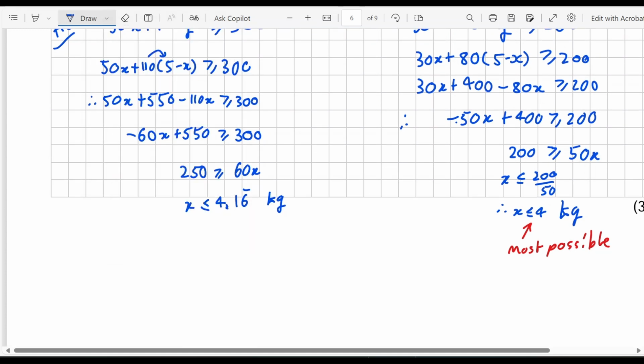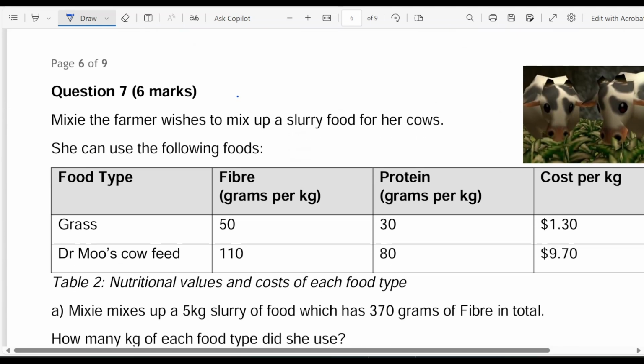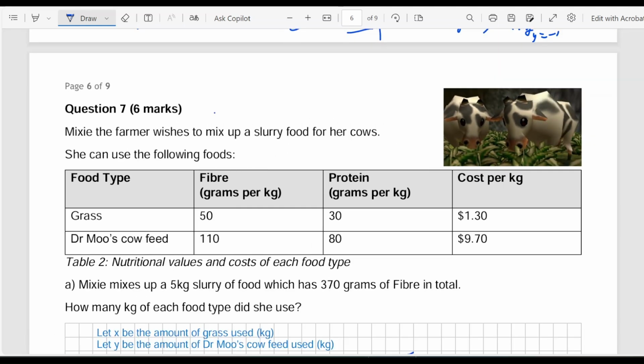Therefore, 4 kilograms of grass and 1 kilogram of cow feed is needed. I won't lie, that's a tricky question, but it's a really good example of a curveball sort of A-level question, really testing your understanding of this.